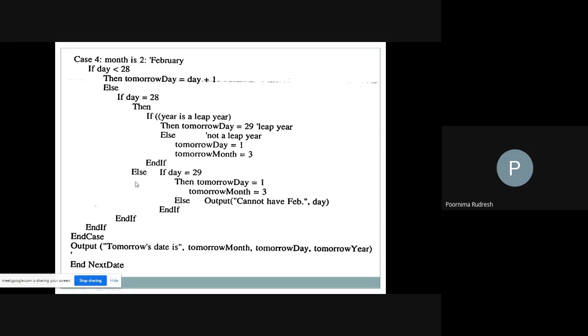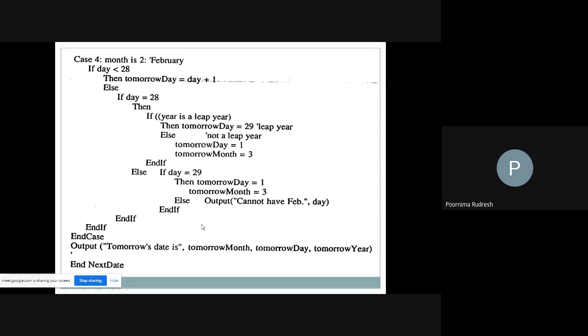Okay, else, if the day is less than or equal to 28, and if it is a leap year, we consider 29. Other than these inputs, we can't have February for that particular day. Suppose I enter 30, is 30 there for February? For February, we can't have the 30th date displayed. Okay, so after calculating this, it displays the output as tomorrow's month, tomorrow's day, and tomorrow's year.